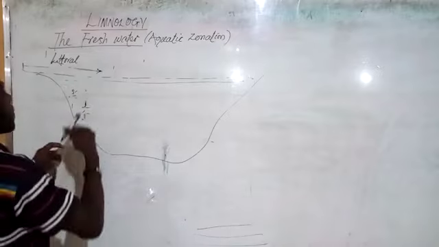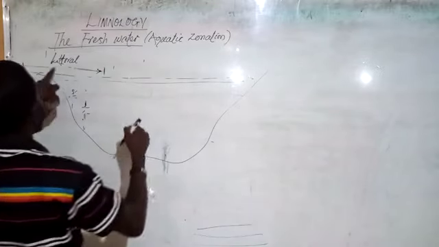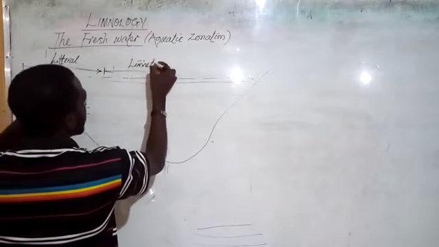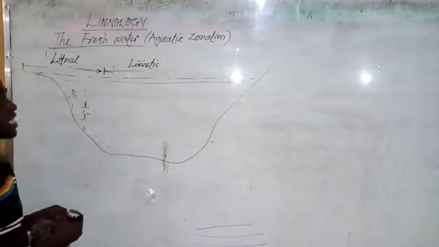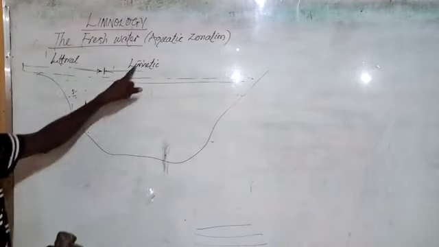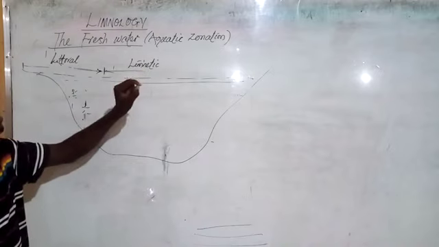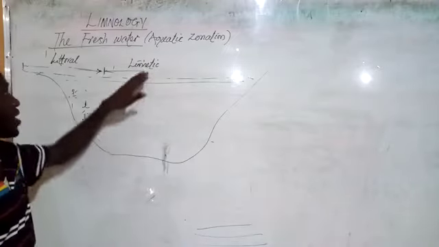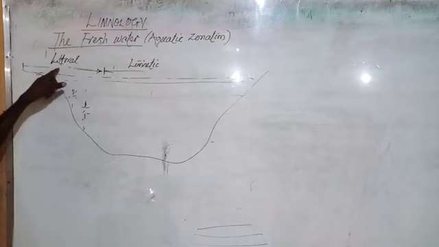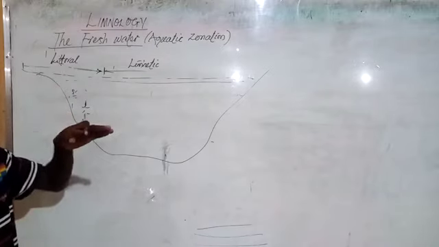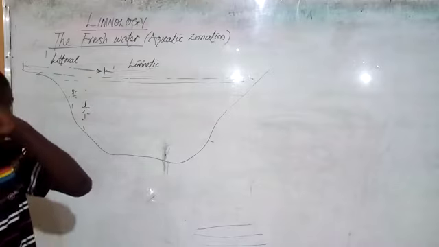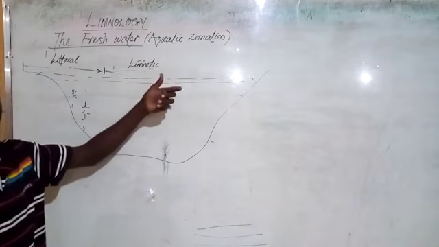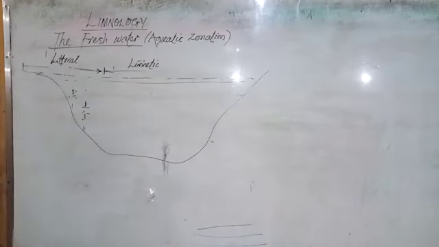Now, from any point from that littoral zone into the open water is what you call the limnetic zone. The limnetic zone is comparable to the oceanic province of the marine ecosystem. So the littoral zone is equivalent to the neritic province, where the intertidal zone lies, and the limnetic zone can be likened to the oceanic province of the marine ecosystem.